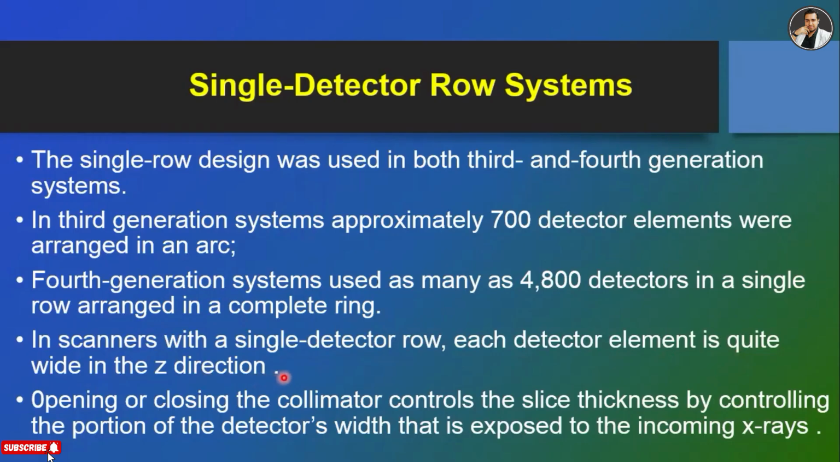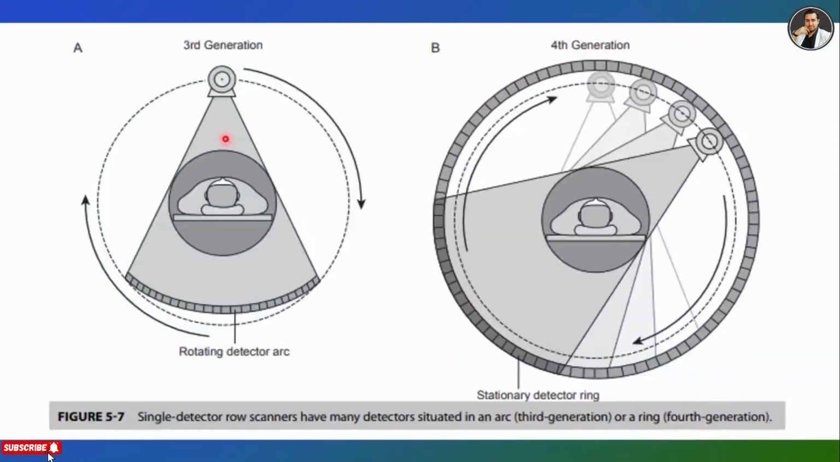Where there is a single detector row, the detectors are positioned in the z direction. The opening and closing of the collimators controls the slice thickness. The collimators control how much X-ray will fall on the detector. In the third generation system, there is a detector arc. The arc is parallel to the tube.